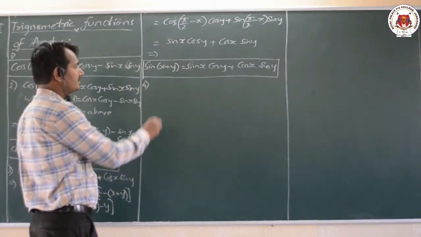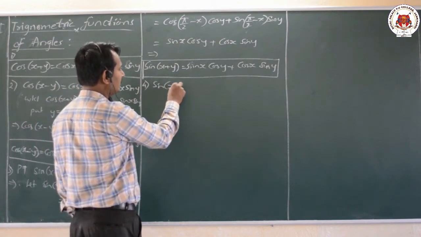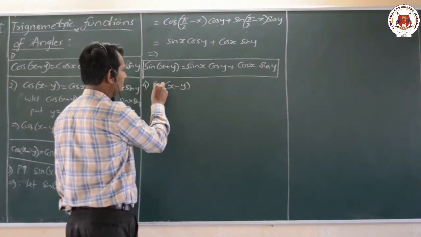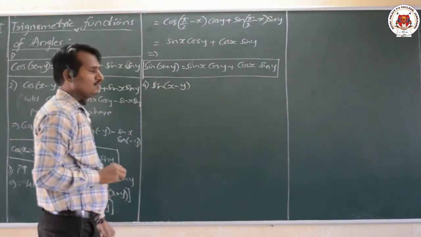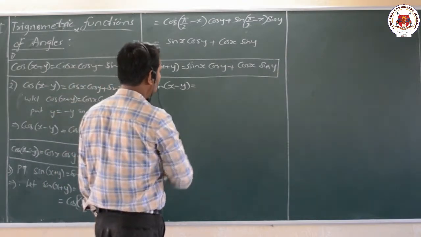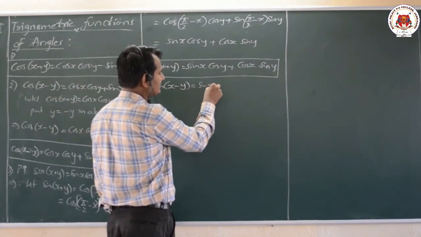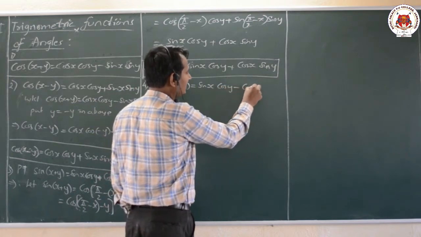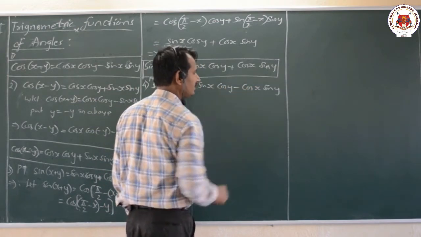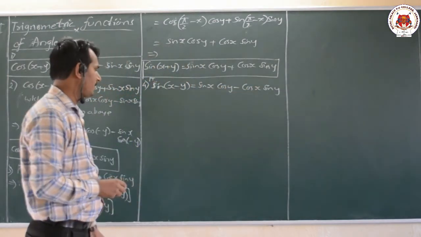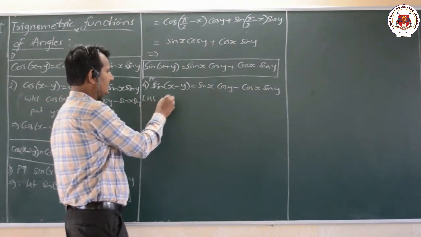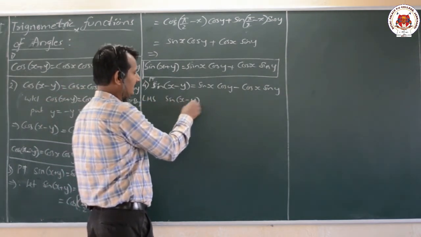Now what actually it is, that is nothing but sin of x minus y. We have to prove that the formula is sin x cos y minus cos x into sin y. That is our formula, we require to prove that. So here the LHS part we shall take, that is nothing but sin of x minus y.